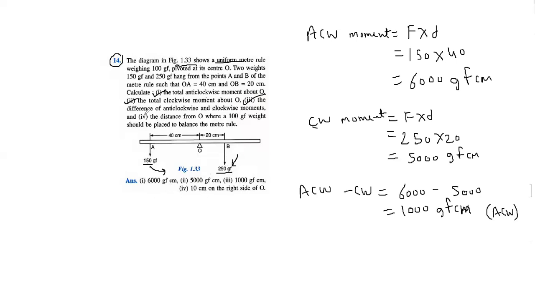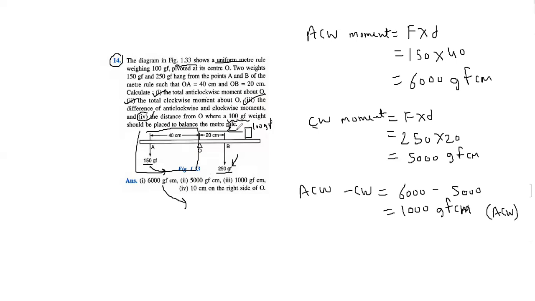Now, based on that, question 4 asks for the distance from O of 100 GF. Because the anti-clockwise moment is greater, the whole setup will move in the anti-clockwise direction. So we have to balance it by placing 100 GF. We can't place it on the left side, we'll have to place it somewhere here. Let's say 100 GF, right? And the question says how far. So we have to find out how far.